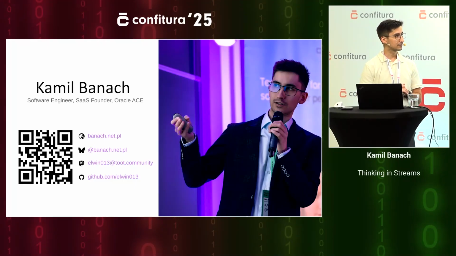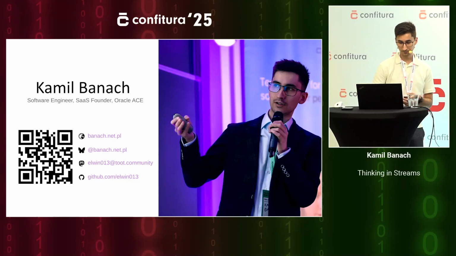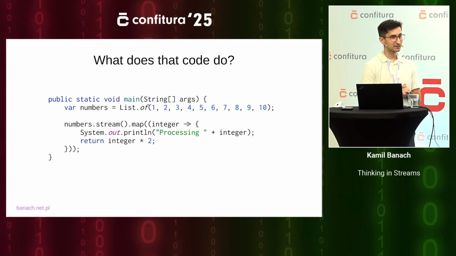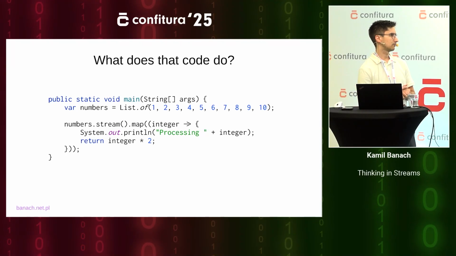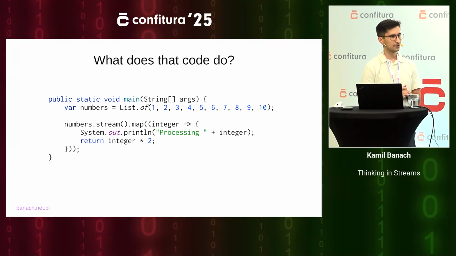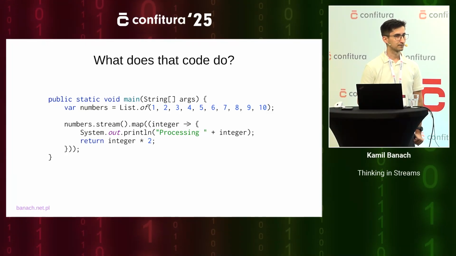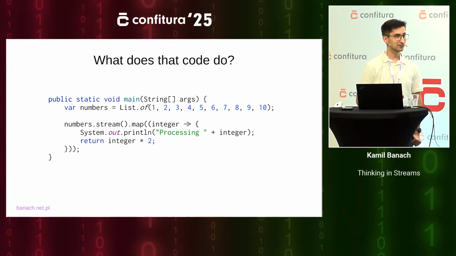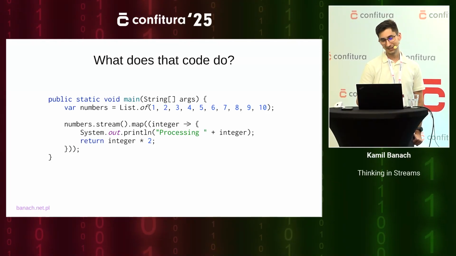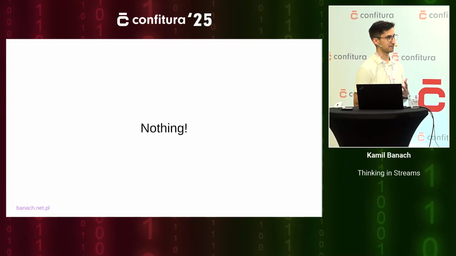So let's go to the main topic now, about the streams. Let's take a look at this code. It's pretty simple. We have 1, 2, 3, 4, 5, 6 or 7 lines of code. And the question is, what does that code do? Do you have an idea? Do you have an answer? Yes, exactly. It does nothing. And the question is why?